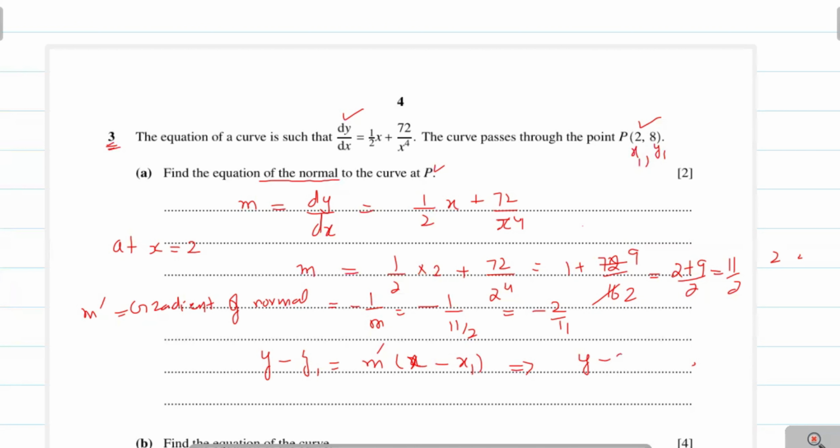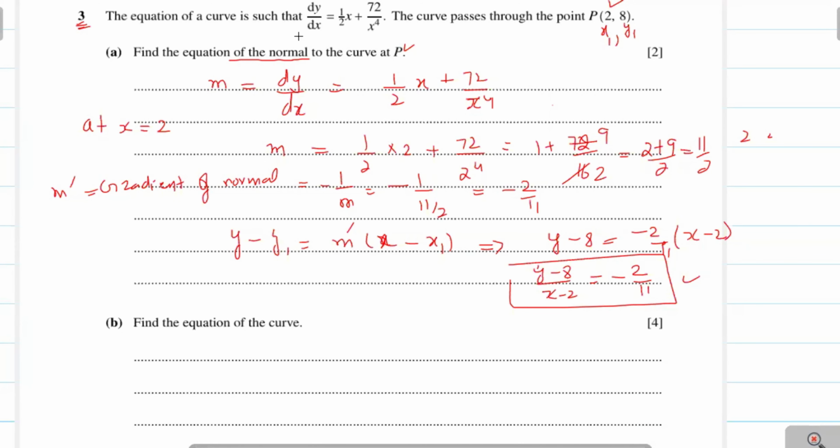Therefore, we write y minus 8 equal to minus 2 over 11 into x minus 2. Now we can write this value, y minus 8 over x minus 2 will be equal to minus 2 over 11, and this is the equation of the normal at P. You see here the part B, find the equation of the curve.